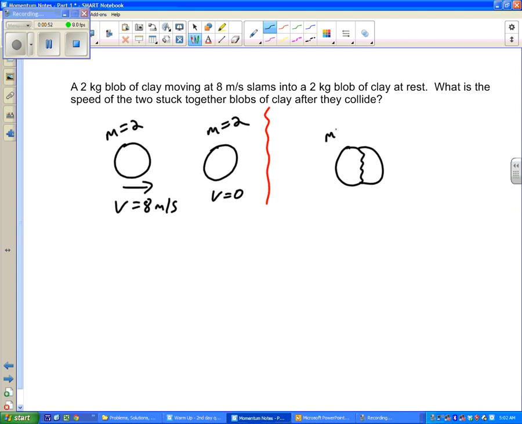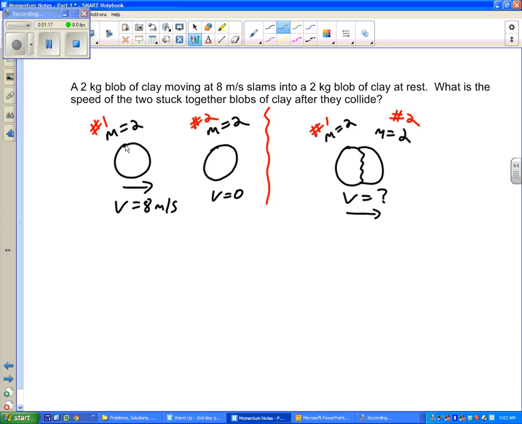This one still has a mass of 2. This one still has a mass of 2 also. And we're trying to figure out how fast they're moving in that direction. So we need to number these. I'm going to number this guy number 1, this guy number 2. So this one over here is number 1, and this guy's number 2.